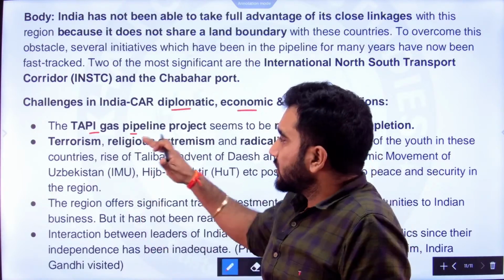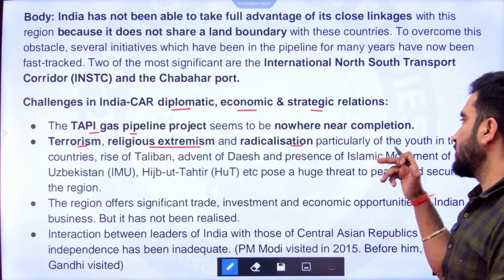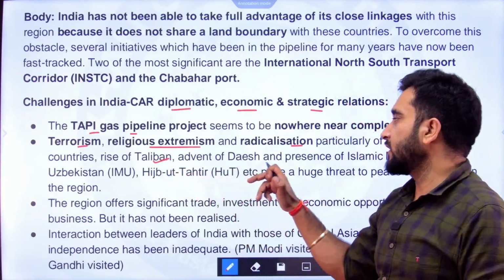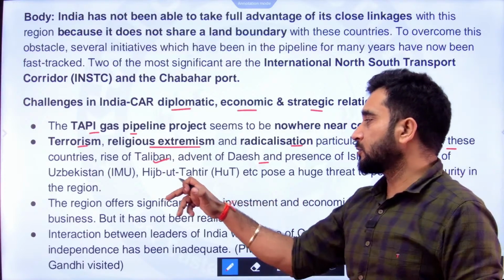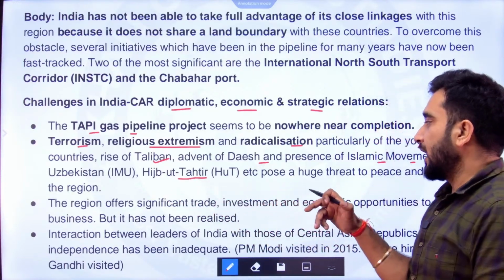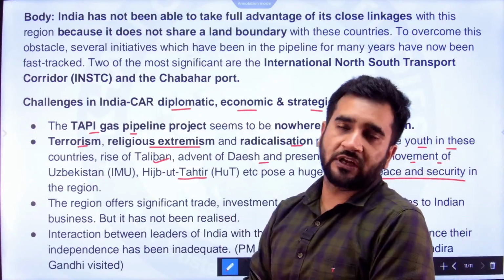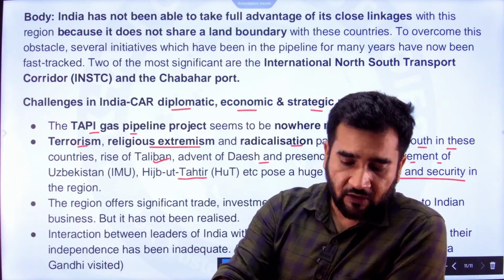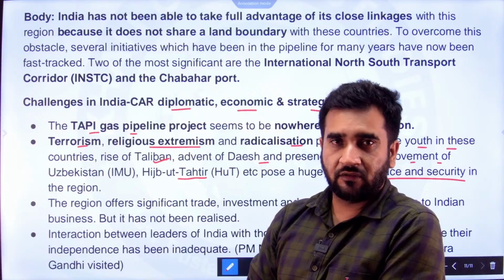So that is stalled. Then terrorism, religious extremism and radicalization, particularly of the youth in these countries, like the rise of Taliban, advent of Daesh, and presence of Islamic Movement of Uzbekistan, Hizb ut-Tahrir, etc. They pose a huge threat to peace and security in this Central Asian region. So this is basically another reason why we are not able to connect.